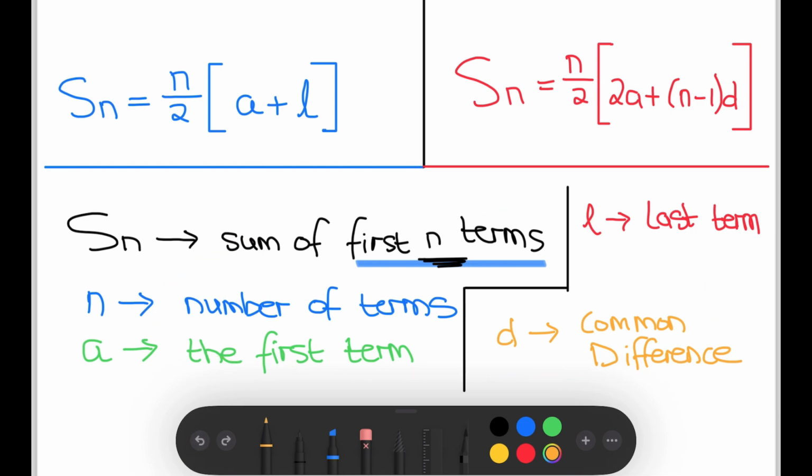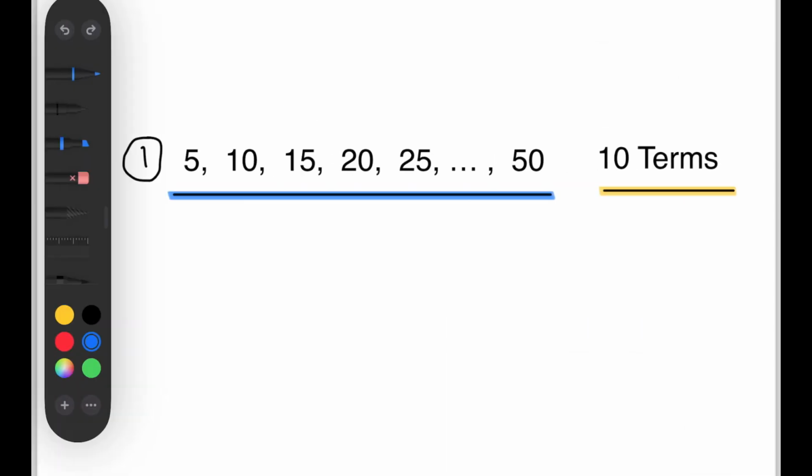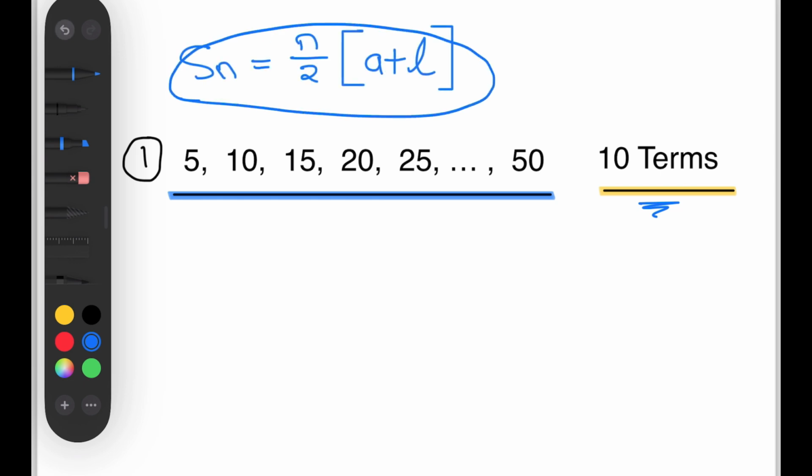Now let's walk through some examples to see how this works. First up, we have the sequence 5, 10, 15, 20, 25, all the way up to 50, and you're given that we have 10 terms in total. In order to find the sum of the first 10 terms, we're going to use this formula over here, because we know the last term, which is our L, and in this case, it's simply 50.